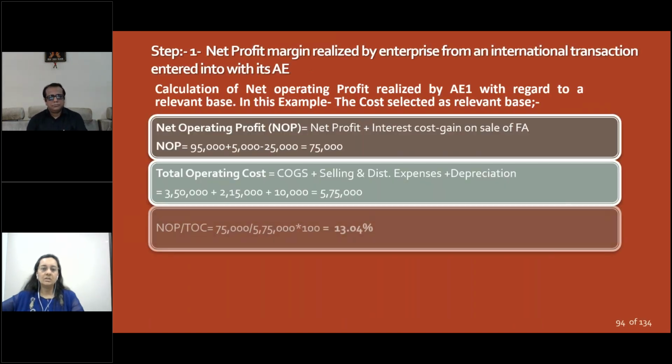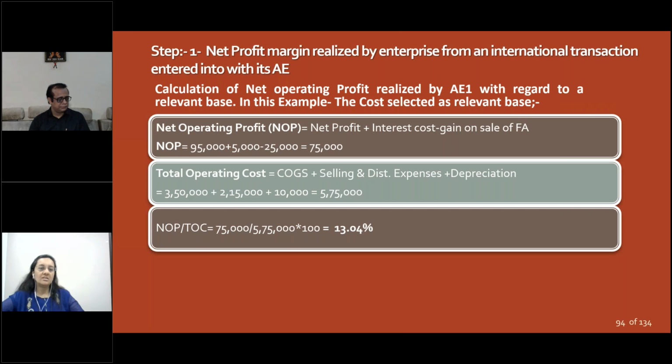Now how do we take out the PLI? The net operating profit plus interest cost minus gain becomes the net operating profit. So there's a difference in TNMM between operating profit, net profit and net operating profit. In operating profit determination, we have to take only those things which are linked to operations. When we did AS3 and learned what is investment activity, operating activity and financing activity, that same criteria should apply here.